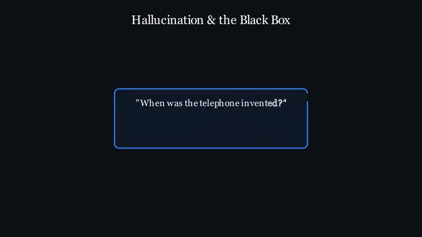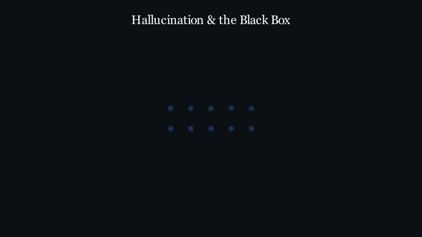These models don't actually know what's true. They're optimizing for what sounds plausible. That's why they sometimes confidently make things up entirely. We call this hallucination. And even the researchers who build these models can't fully explain why any single output came out the way it did. It's a black box we're still learning to read.